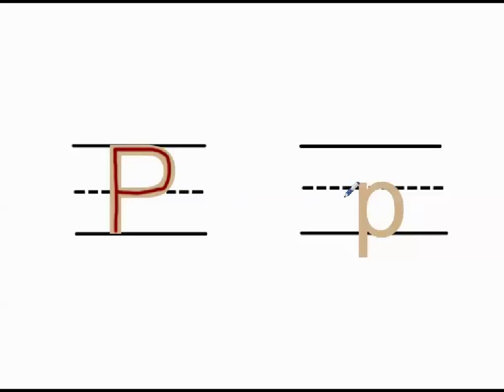What about the small p? We're going to start from the middle line down, and then we're going to do a small curve. Very good. So the small p is the same as the capital P, but it's just a bit smaller. Okay? Very good, KG1.